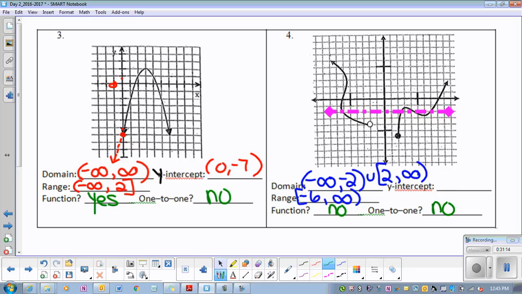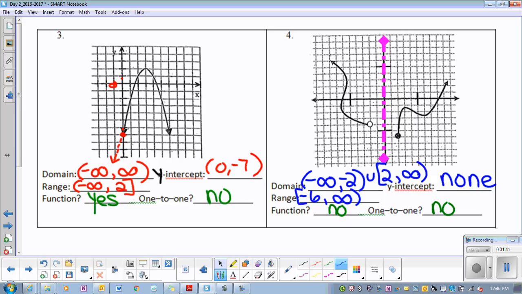What about the y-intercept? Is there a y-intercept? No. The graph never touches or crosses through the y-axis. So, let's write that. Let's write none.